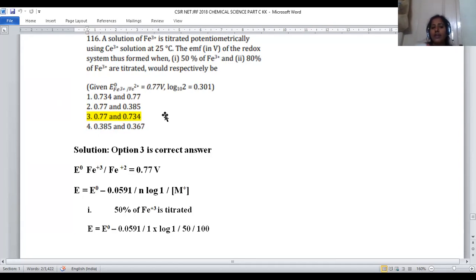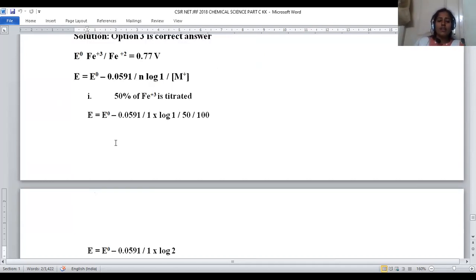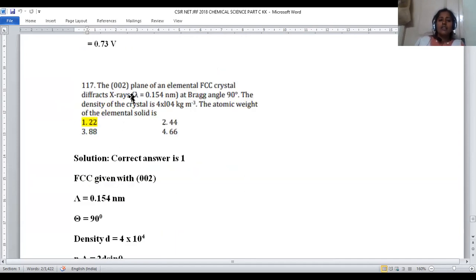These two are calculated based on the Nernst equation at these two instances. For question number 116, option number 3 will be the right answer. Let us move on to question number 117. It is part of solid state chemistry. The 002 plane of an elemental face-centered cubic crystal diffracts X-rays. The lambda value is provided as 0.154 nanometers at Bragg angle 90 degrees. The density of the crystal is 4 into 10^4 kilogram per meter cube. What is the atomic weight of the elemental solid?